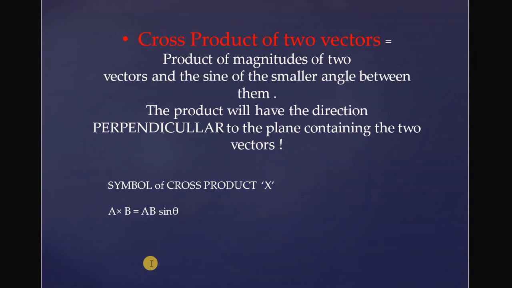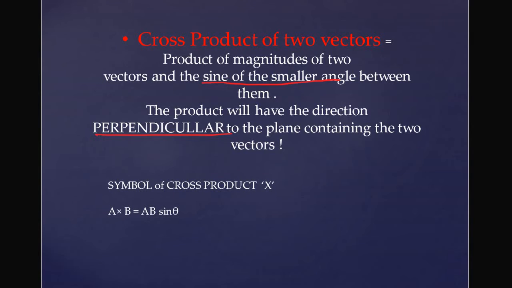As I have written here, cross product of two vectors will be the product of the magnitudes of the two vectors and the sine of the smaller angle between them. It is always the smaller angle. In dot product it was cosine of the smaller angle, but in cross product it is the sine of the smaller angle between them. The product will have the direction perpendicular to the plane containing the two vectors.